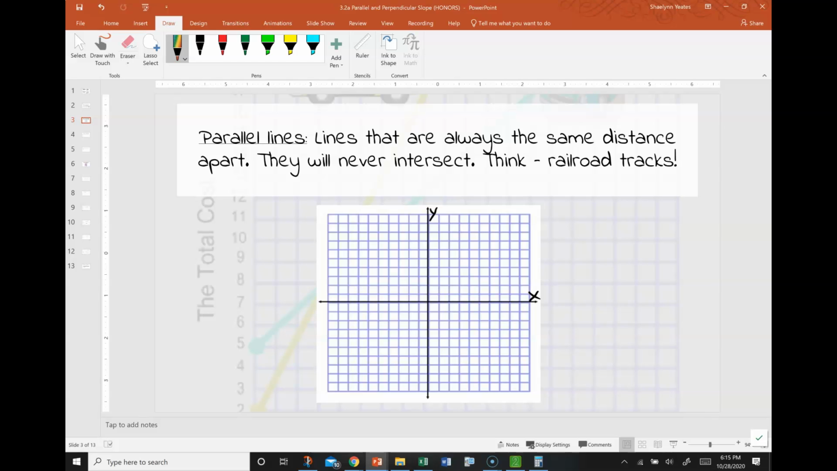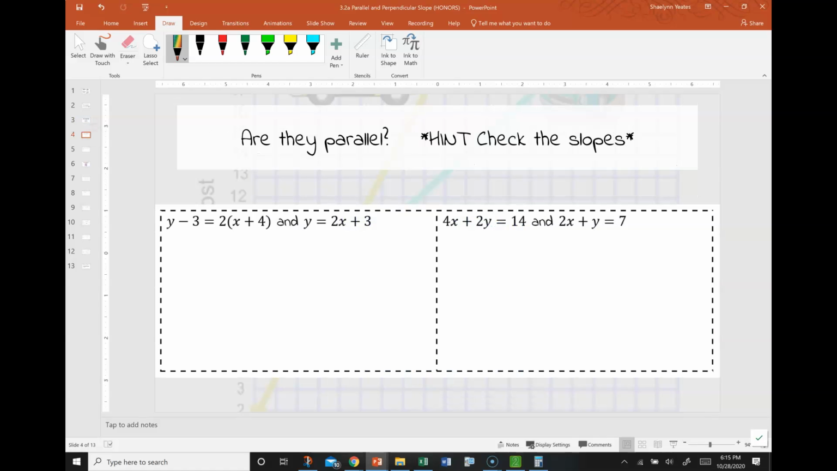So like this line right here would be parallel to any line that just stayed the same distance apart from that line the whole time. All right, so we're going to be deciding if they're parallel, and we're going to check out the slopes on each of these. So first things first, solve them both so they say y equals.